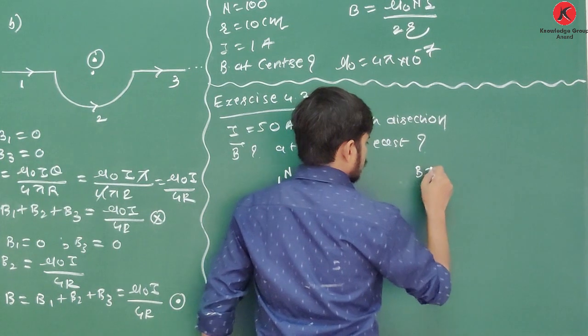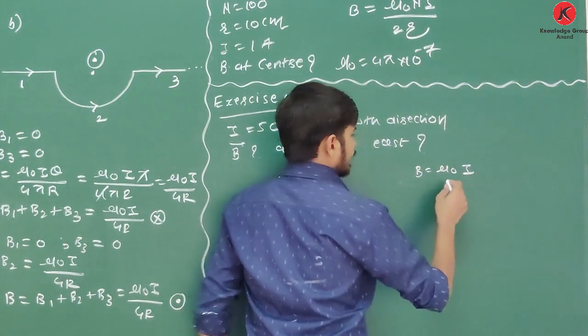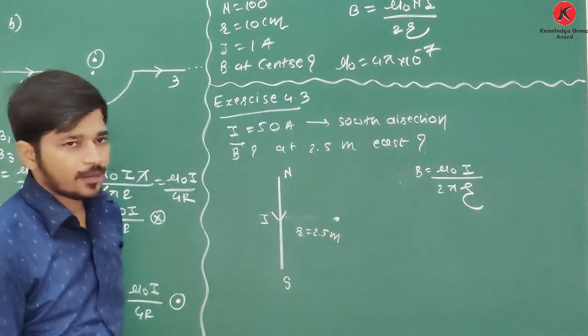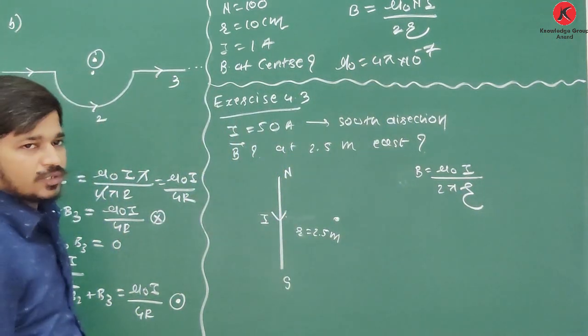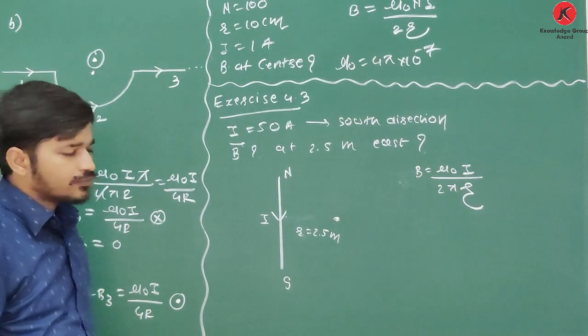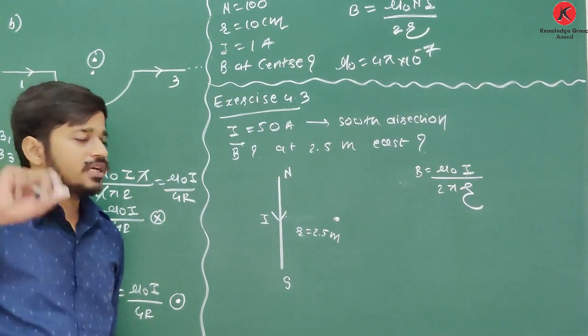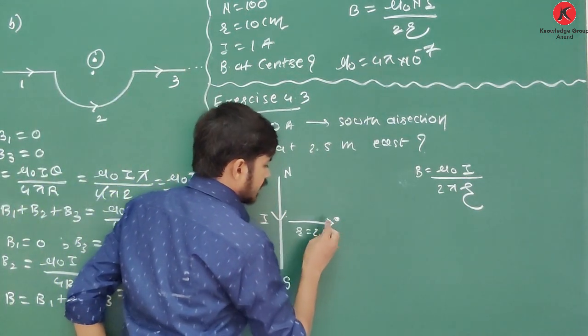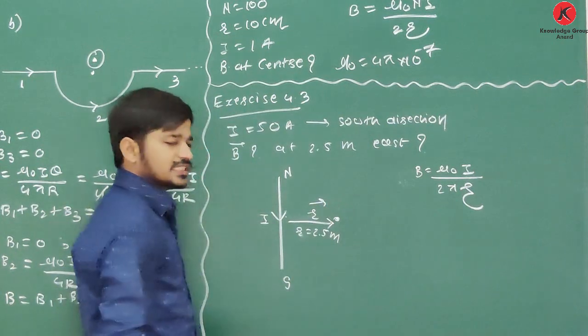So you have to use this equation: B is equal to mu 0 I upon 2 pi r. Mu 0 is 4 pi into 10 raised to minus 7, I is 50, 2 pi, and R is 2.5. Now what is important? Direction. See, you have to find the magnetic field at this point. So it is R.